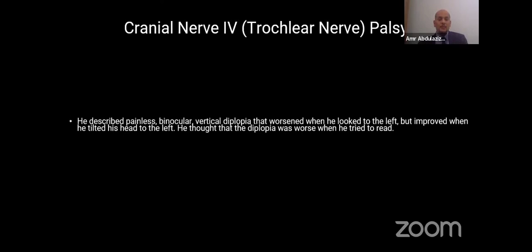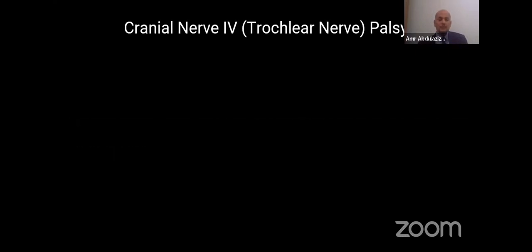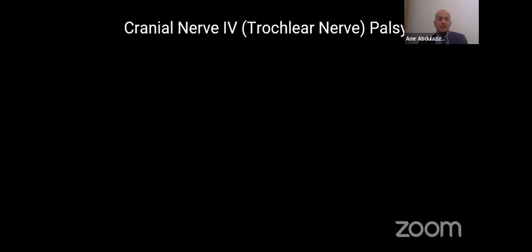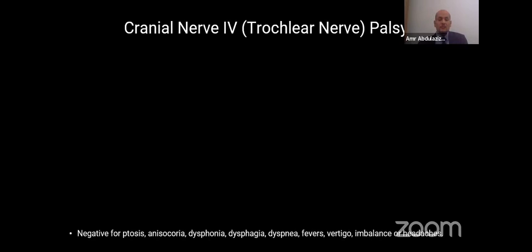He described painless binocular vertical diplopia that worsened when he looked to the left, but improved when he tilted his head to the left. He also felt the diplopia worsened when he tried to read in down gaze. Past ocular history: he had bilateral cataract surgery. Past medical history was negative for systemic problems. Medications: he is on aspirin, and family history was non-contributory. Review of systems was negative for ptosis, anisocoria, dysphonia, dysphagia, dyspnea, fevers, vertigo, imbalance, or headaches.